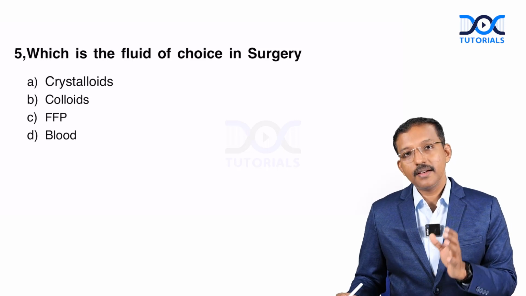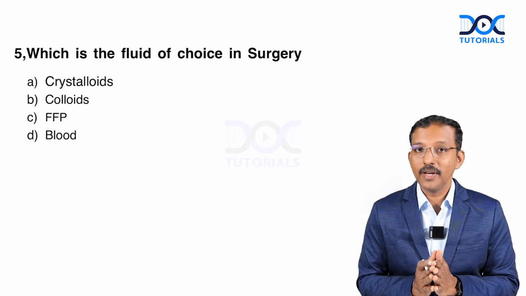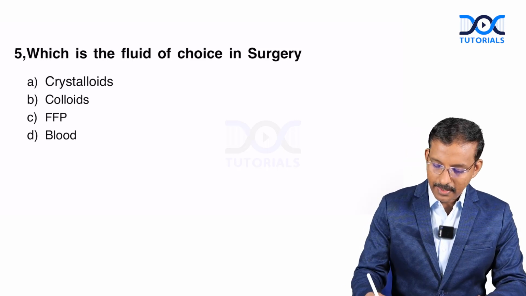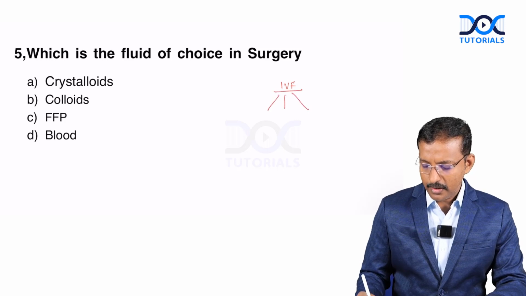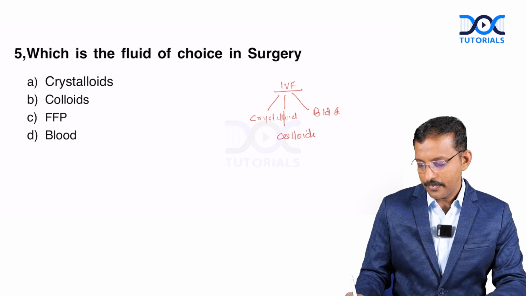Which of the following is the choice for a fluid during a surgical period? Now, as you all know, we have seen many times that how do we classify IV fluids. You can classify IV fluids broadly into crystalloids, colloids, and then blood and blood products.